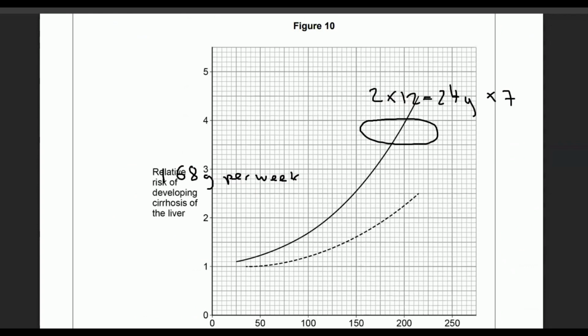So she has 168. I'm going up here, 150. How much is each one of these? Each one of these is worth 5. Each mini square is worth 5. So that's 160, 165, 168 is about, that's 175, 170. It's about here.